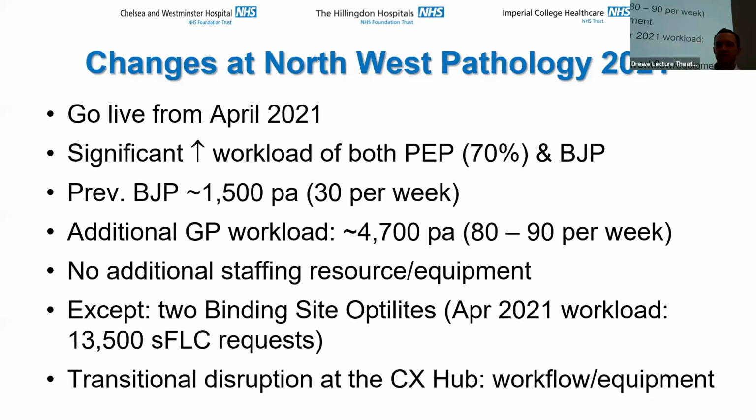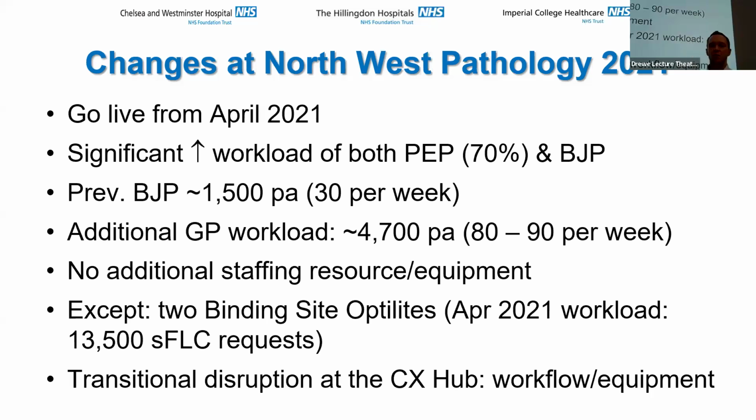We had a massive increase in workload since this time. We've seen around a 70% increase in our electrophoresis workload. To give you some idea, we went from doing around 30,000 electrophoresis samples per year to currently doing around 50,000. And we had to manage this within what we already had. Our Bence-Jones protein, we used to do around 30 a week. With the additional workload, we were doing upwards of 90 per week, and it was an unsustainable workload from the urine point of view.